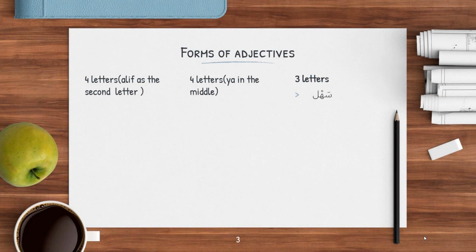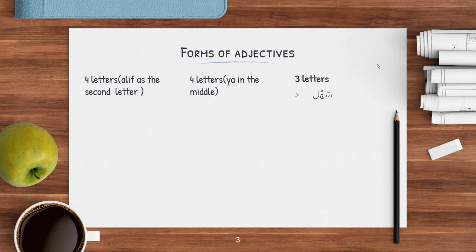Now, we have 3 groups. The first one is the adjectives that have 3 letters, like سهل, and we will have more examples in a little bit. The second one is the adjectives with 4 letters and ya in the middle. And then we have the adjectives with 4 letters but with alif as the second letter.